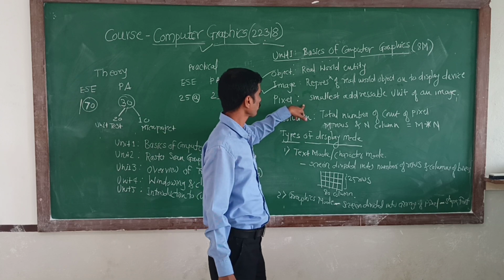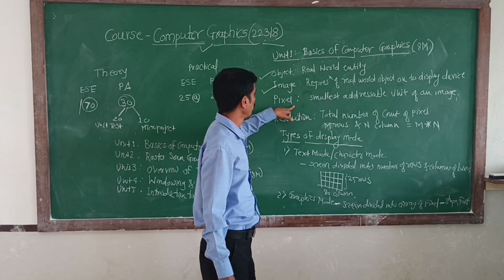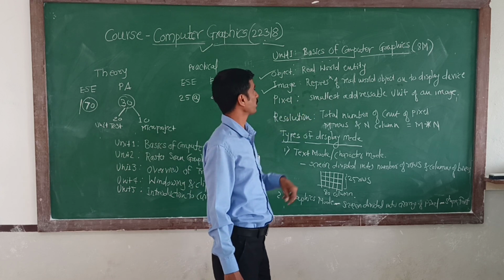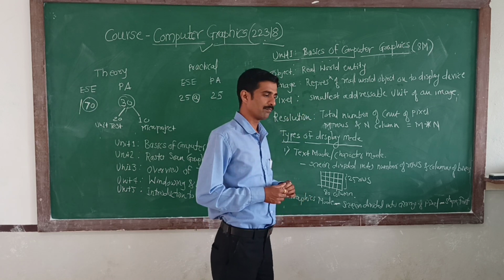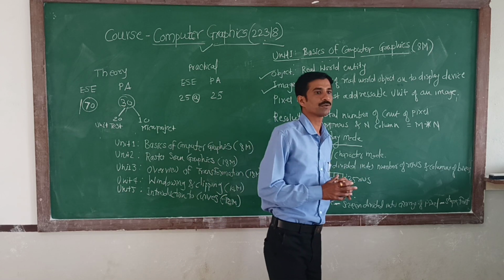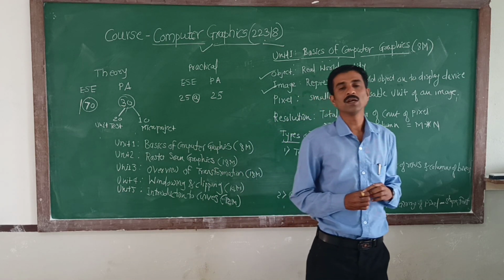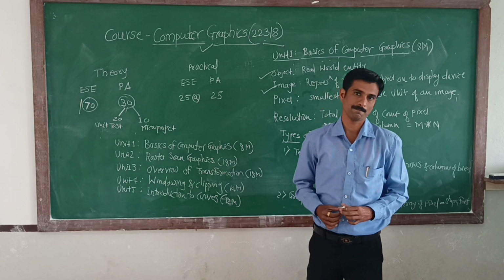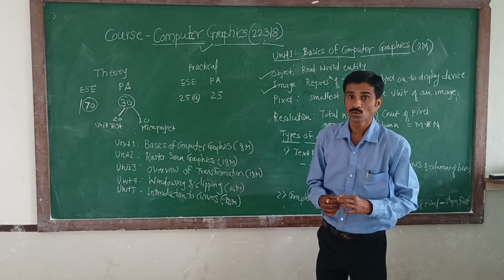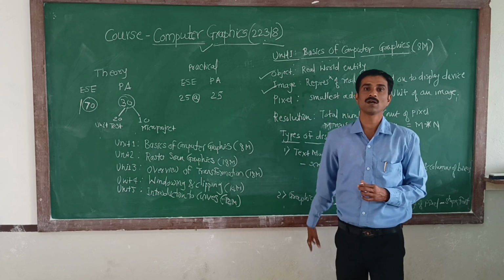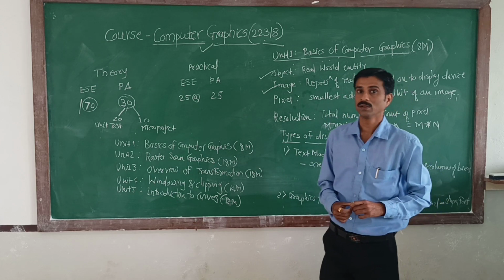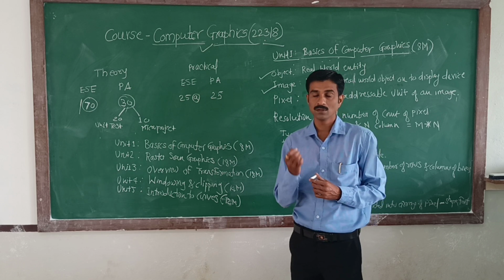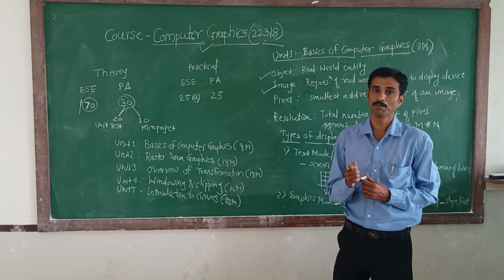Then next definition or terminology is pixel. So pixel is nothing but any image is composed of thousands of small dots. These small dots are nothing but pixels. This small dot is nothing but a pixel.